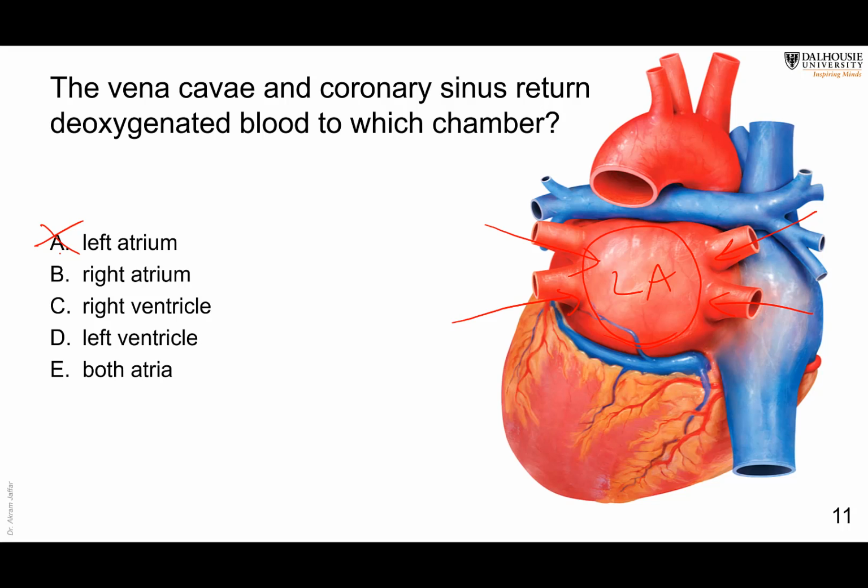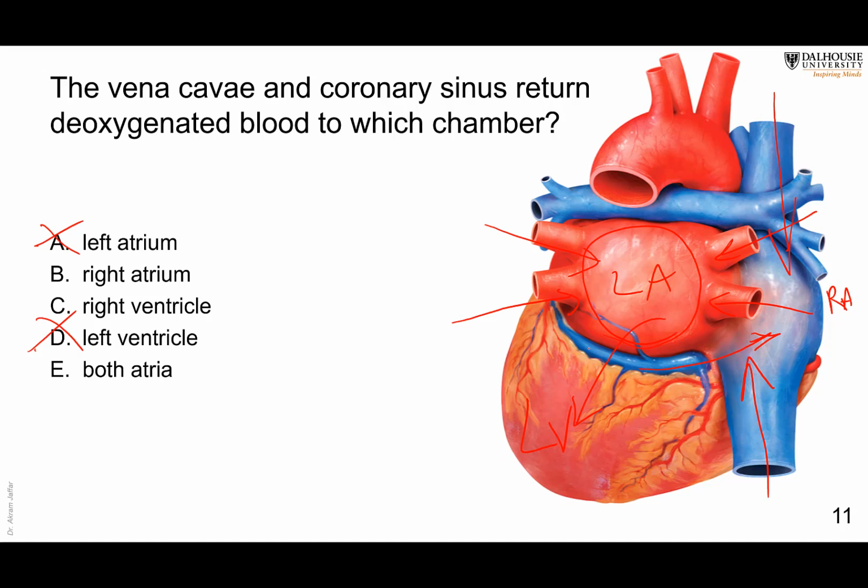The left atrium will pump its contents to the left ventricle through the left atrioventricular opening, which is guarded by the mitral valve. So the left ventricle contains oxygenated blood. The deoxygenated blood is received into the right atrium. So this is the right atrium from behind. And you can see here that it receives the superior vena cava, the inferior vena cava, as well as the coronary sinus.